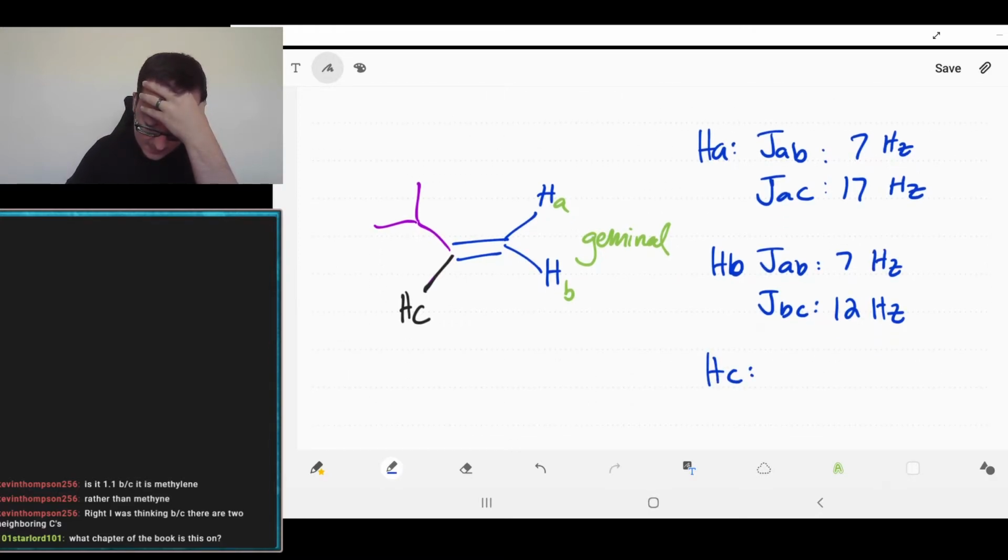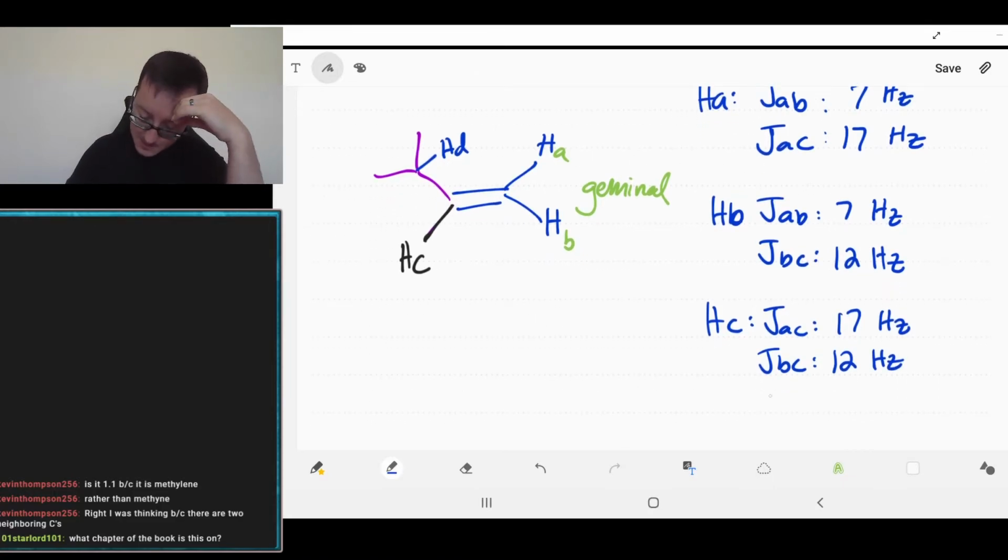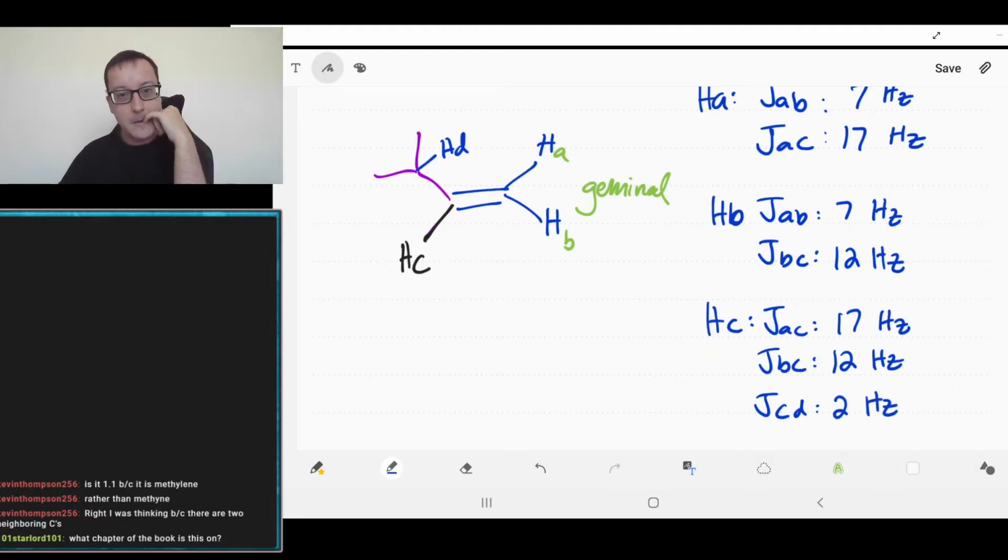HC will see a lot. It'll have HA. A and C was trans relationship, so that's 17 hertz. It will have the 12 hertz for the cis relationship to HB, and then it will also have the 2 hertz relationship for HD. So we're going to have a mess up there at 5 to 6 ppm. We're going to have doublets of doublets, and then this doublet of doublets going on. So it'll just be a big old mess.